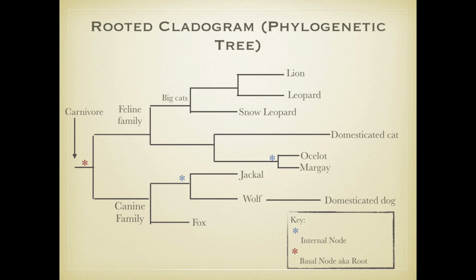The OTUs of the tree are the organisms displayed, so lion, leopard, snow leopard, domesticated cat, ocelot, margay, jackals, wolf, fox, and domesticated dog. The internal nodes are marked with the blue stars and are defined as a node which at least has one child that branches off of it.